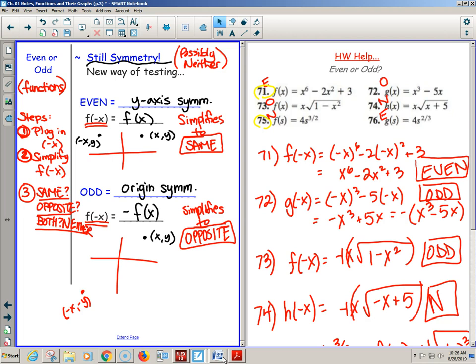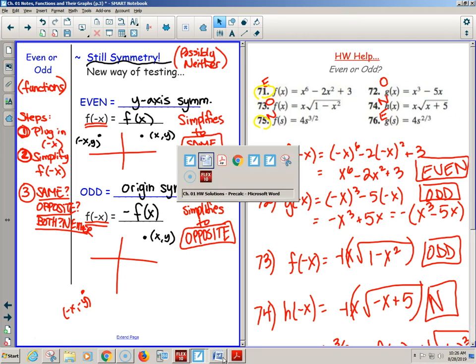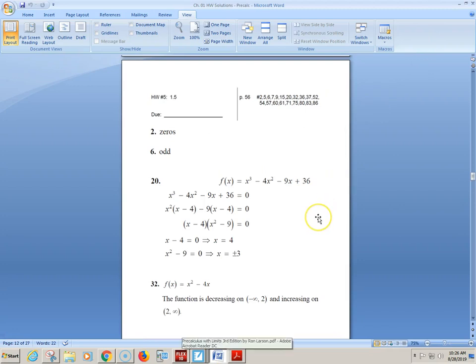Okay, the rest of homework, here we go. Let's grade those evens, the rest of homework. Section 1.5, starting with the vocab.